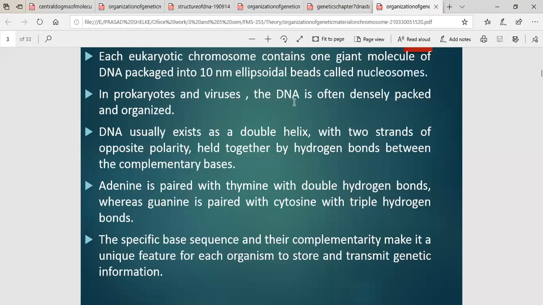In prokaryotes and viruses, DNA is often densely packed. It is not well organized in prokaryotes, that is bacteria, and viruses. It is randomly packed. It does not have any chromosome or nucleosomes.